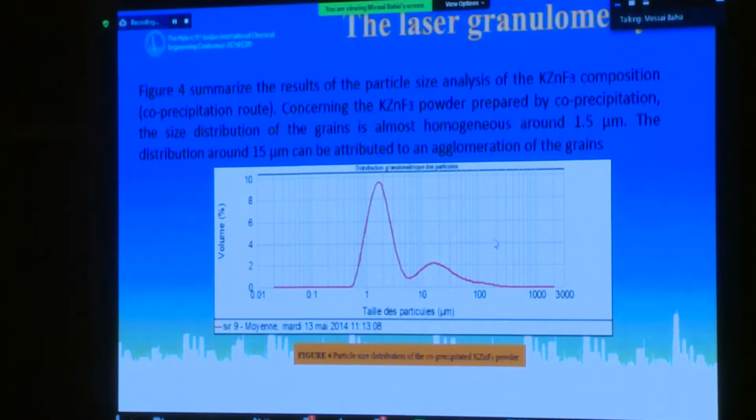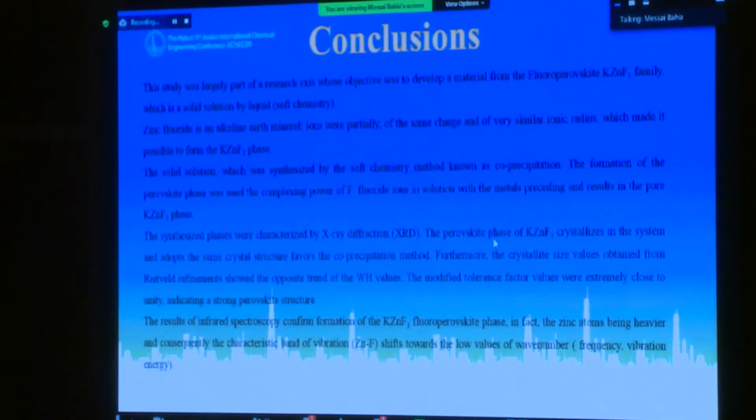So, conclusion. This study was largely part of the research whose objective is to develop materials from the fluoroperovskite KZnF3 family, which is a solid solution, by liquid soft chemistry. Zinc and the alkaline earth metal are particularly of the same charge and have very similar ionic radii, which made it possible to form the KZnF3 phase.